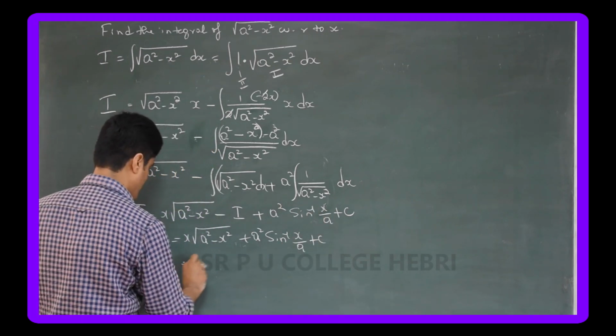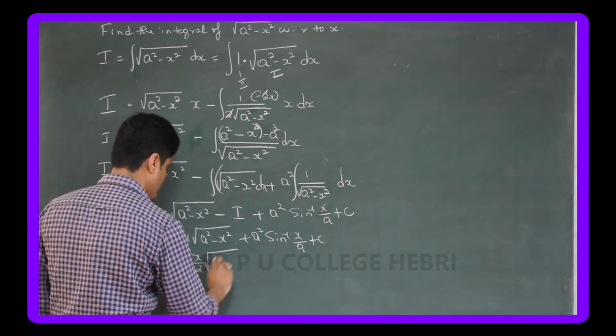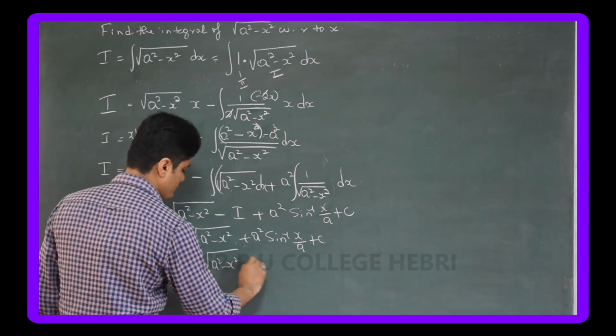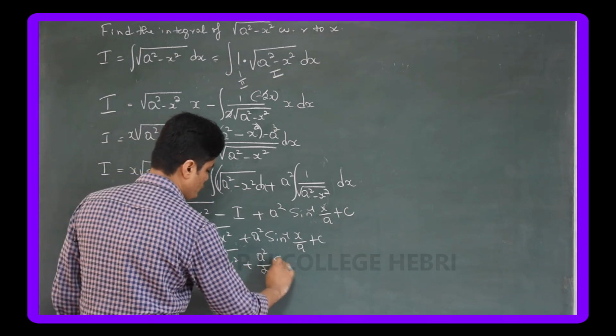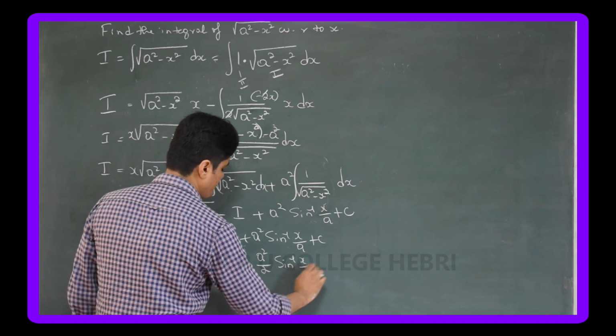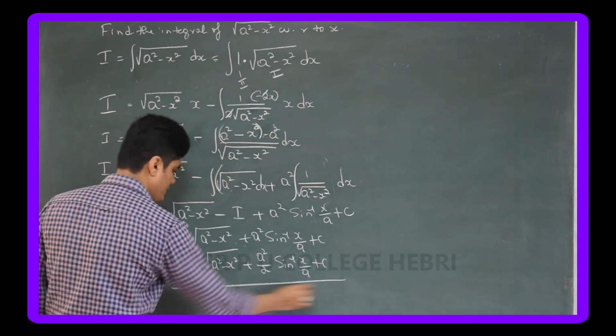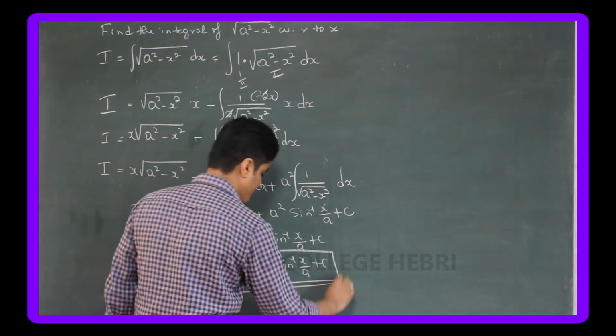So what is required? I is required. So the answer is x by 2 into root of a square minus x square plus a square by 2 into sin inverse of x by a plus c. This is the final answer. So you have to remember this as a formula.